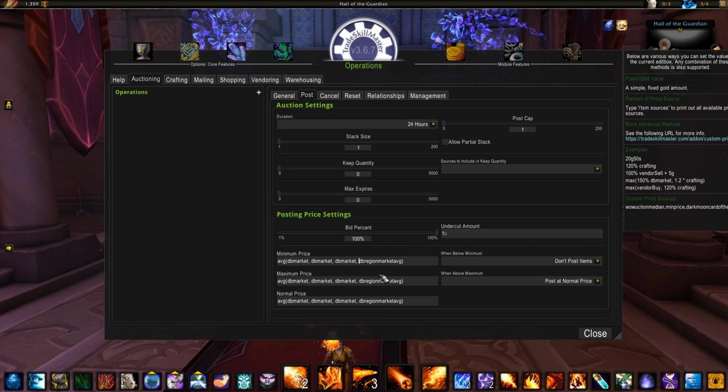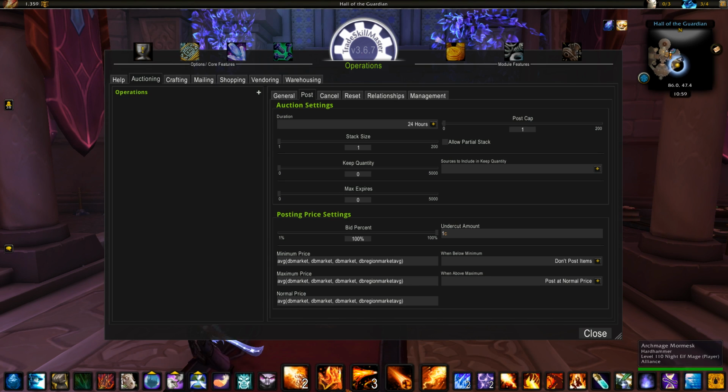If you don't want to use DB region market average for an operation for a particular group, if you just find it doesn't work and you don't want it, just don't put it in there. You don't have to. Now things get a little bit more interesting when you start referencing your average buy price or your crafting cost. So before I get into that, I need to explain something.